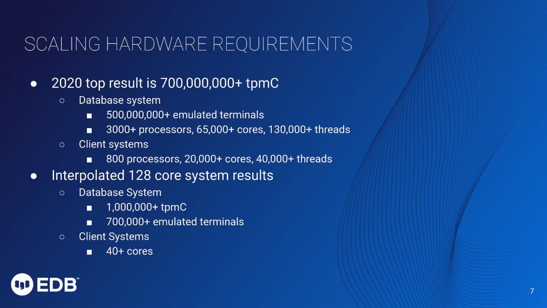Now, can we find a more reasonably priced system? Let's interpolate some of this data for a 128 core system. I semi-arbitrarily picked 128 cores just because it rounded off some of the numbers. So with 128 cores, we should be able to expect to get 1 million transactions per minute. But we still need to emulate over 700 million terminals, and we still need at least 40 cores to support the number of transaction managers we need to get that result. And then if we look at the cost, that's still over $2 million.